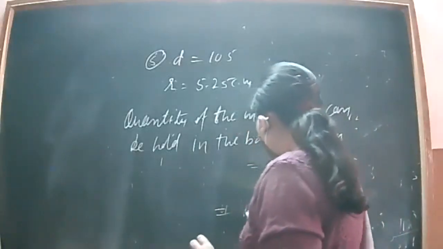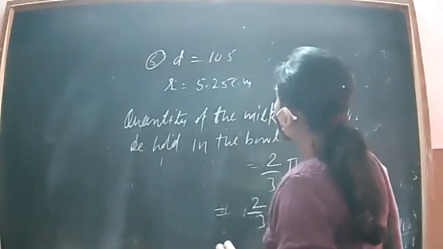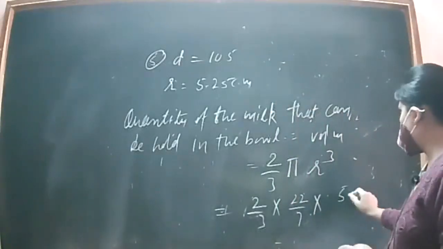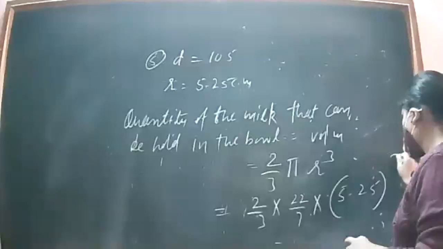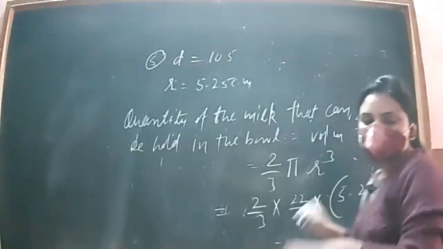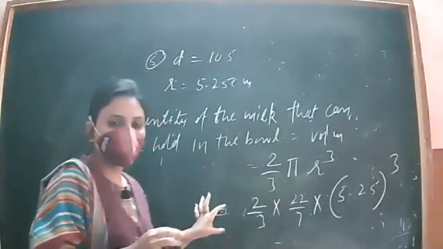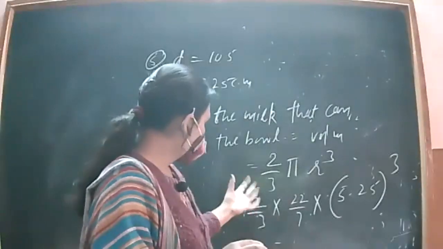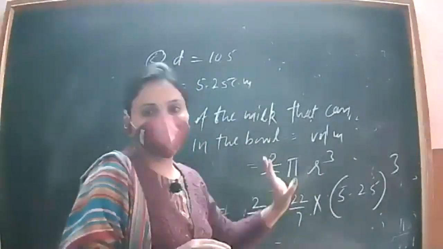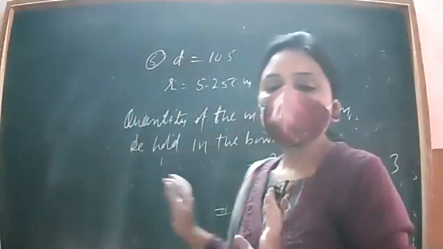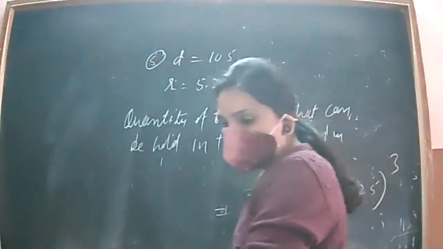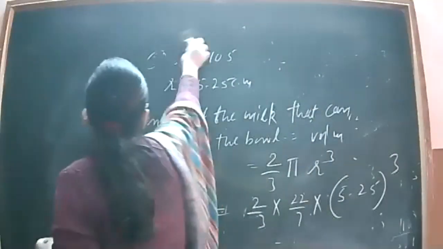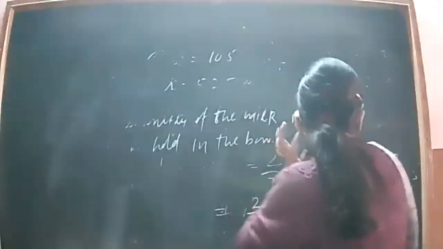So we have 2/3 into pi, 22/7, into r cube, that is 5.25 cube. So you will open it up, do the multiplication, and you will get the answer. I'm leaving the calculation to you. Otherwise I will send the calculations in the notes. 2/3 pi r cube, put the values and you will get the answer. चलिए, let us start with the next question. Question number 6.